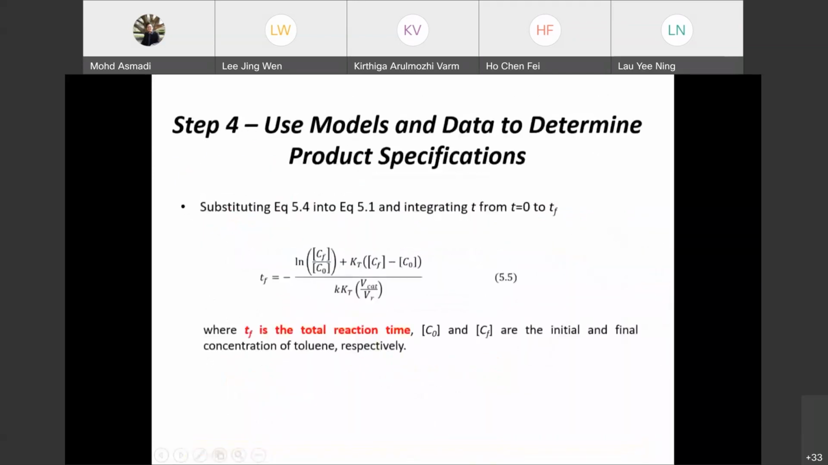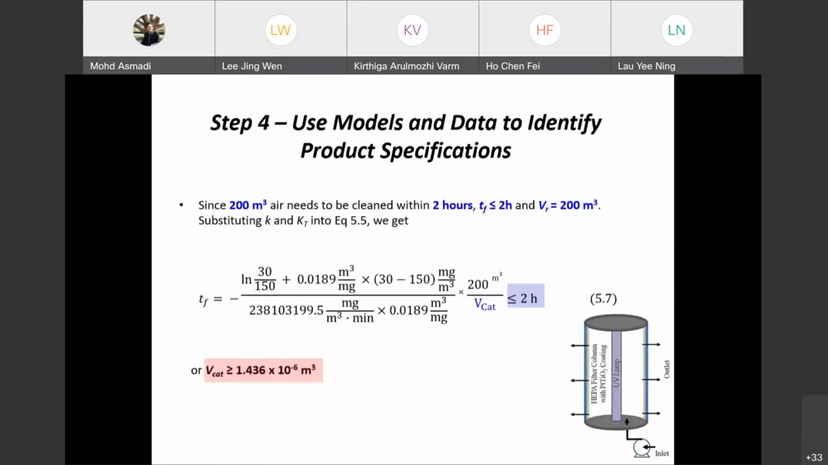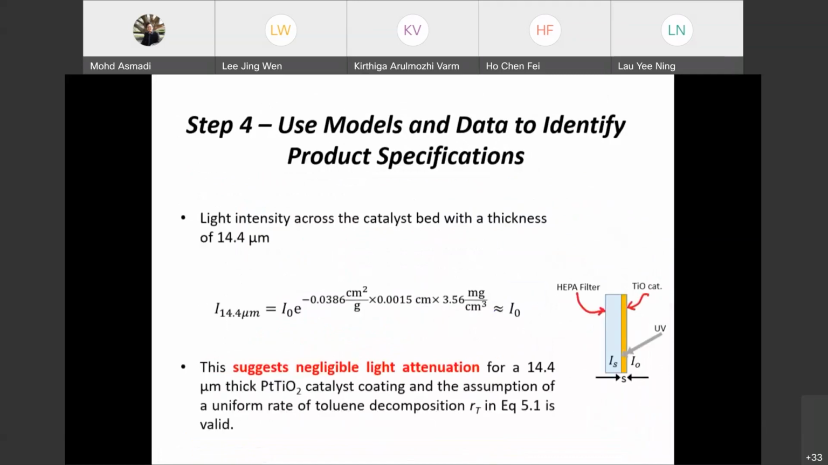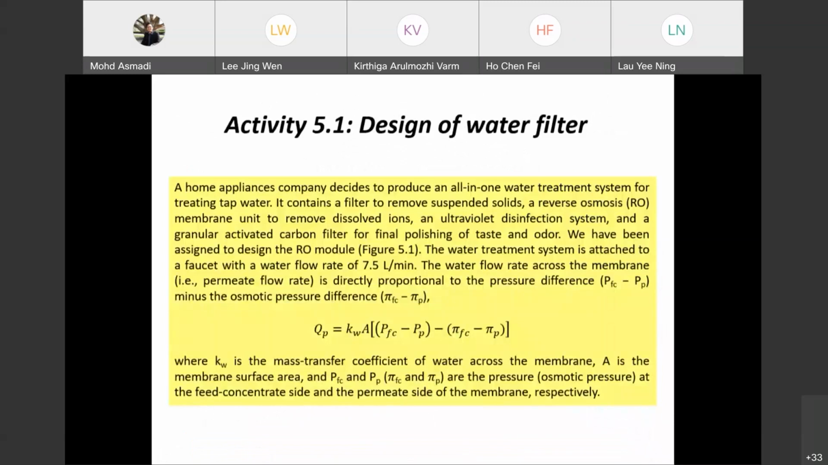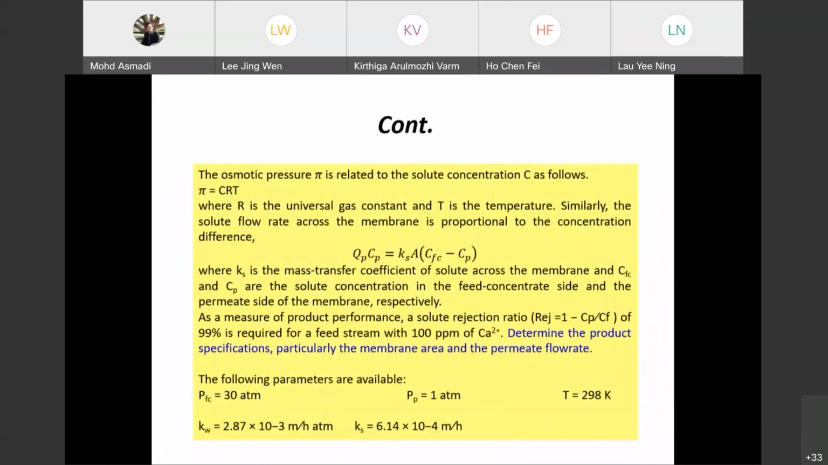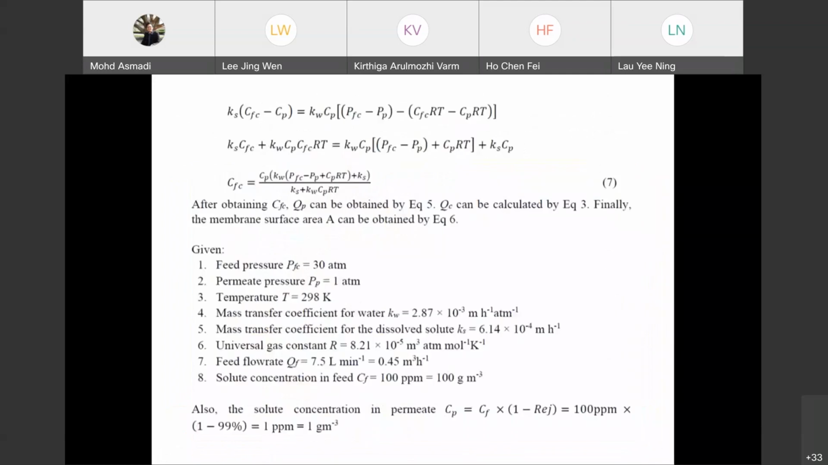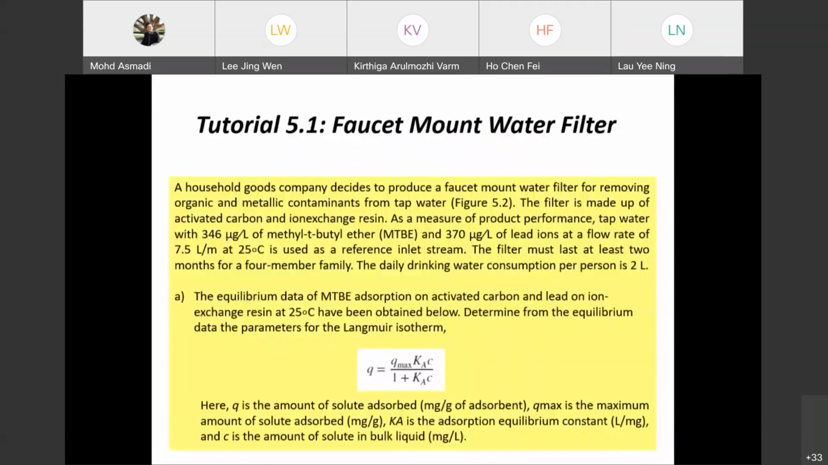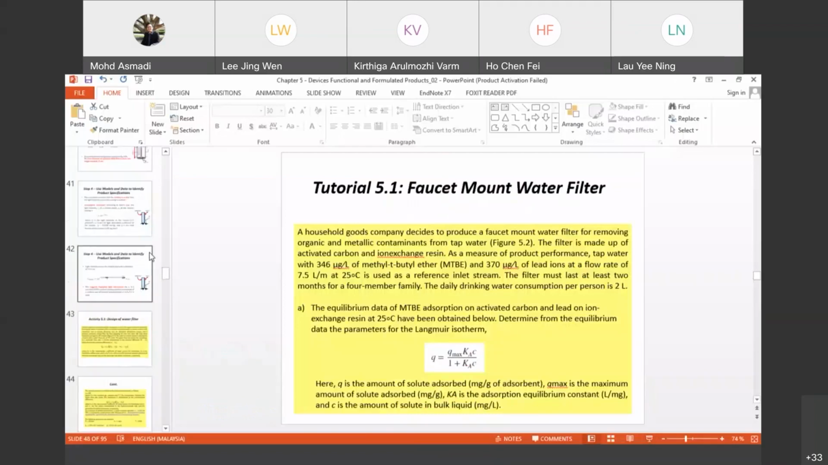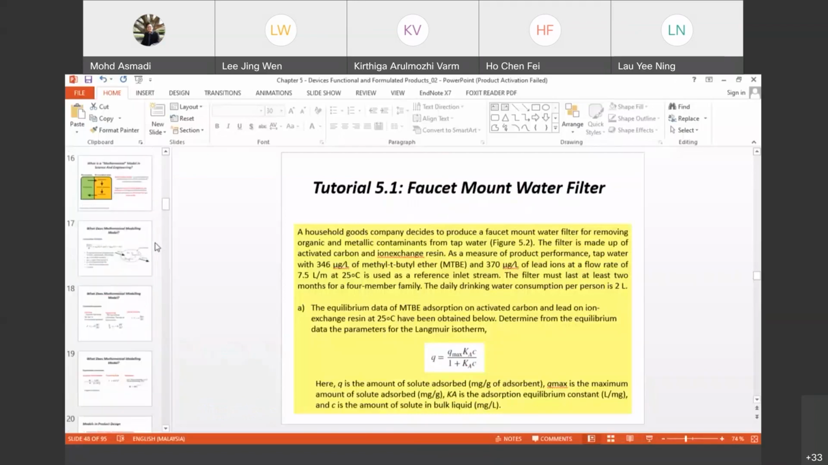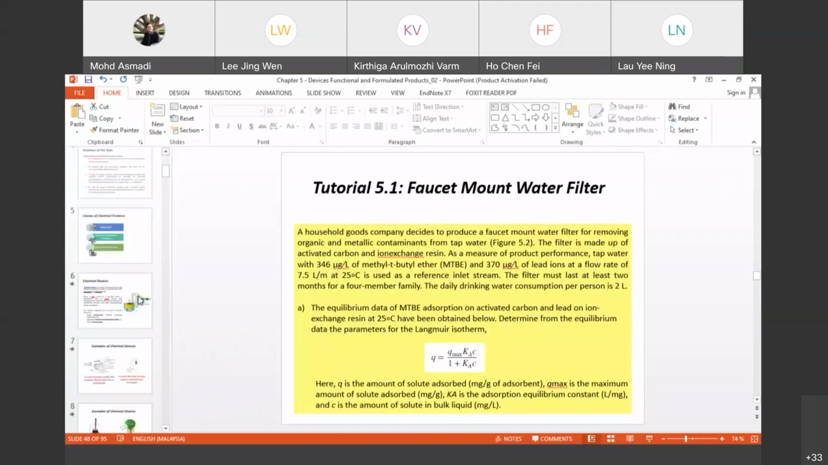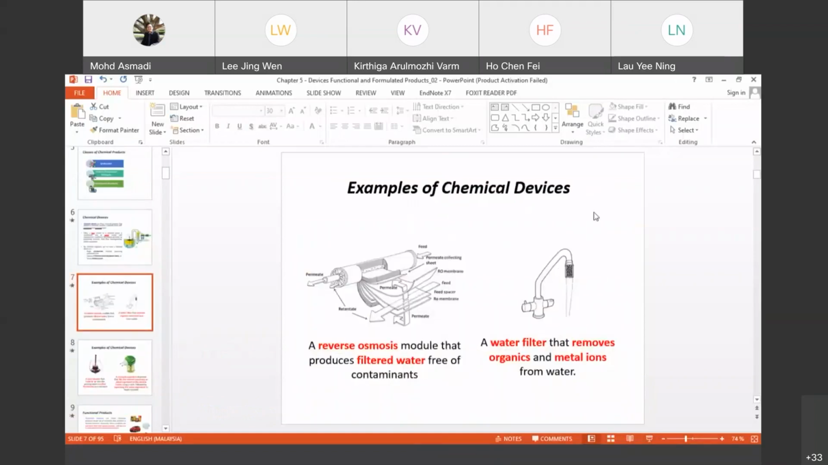Any questions about the step? Actually, this one is not your activity, because I already give the answer. Later I will put it in the e-learning. You have to design the faucet mount water filter, if you still remember. Where's the faucet? This one, the mount filter.